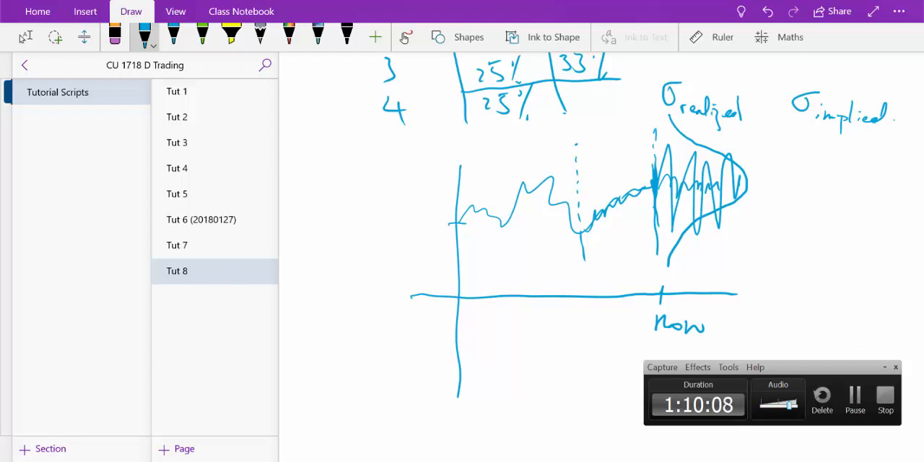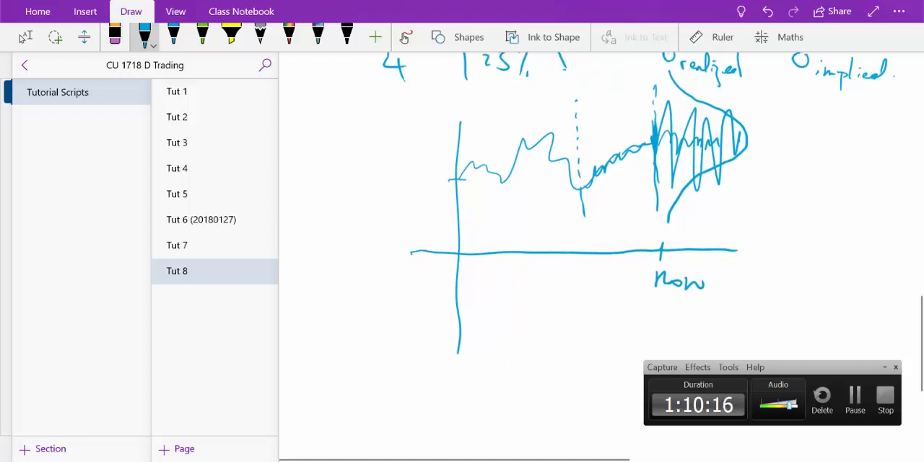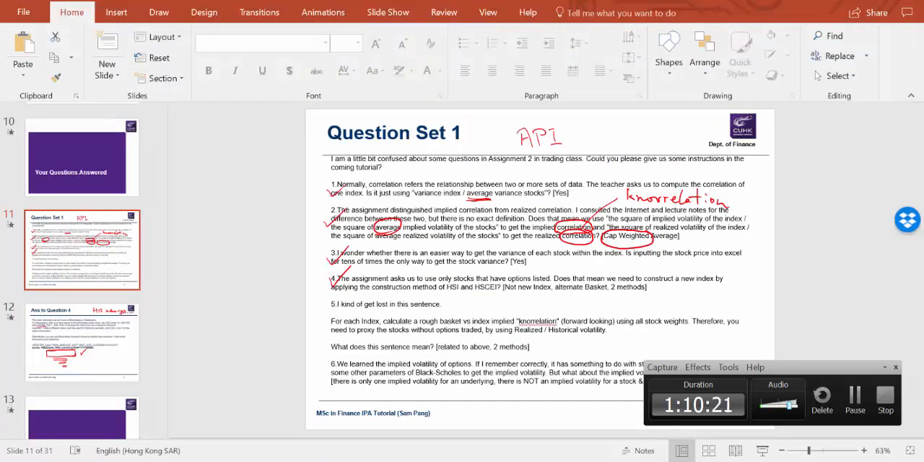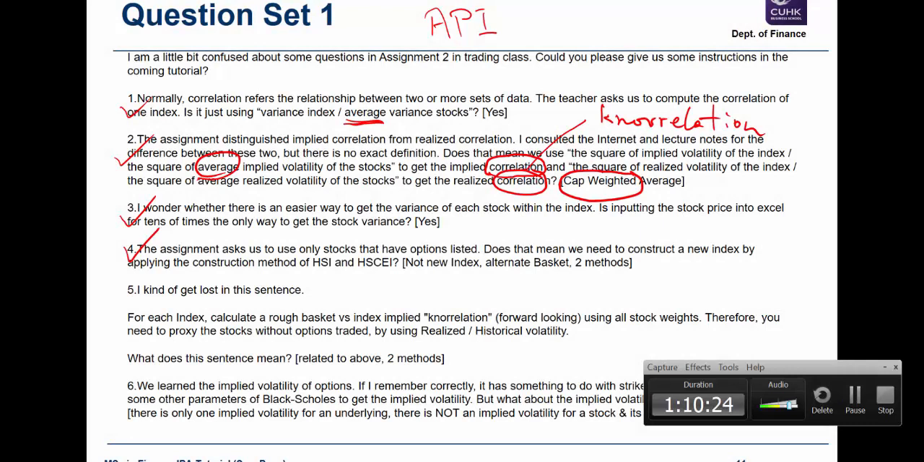So for any underlying, there are really only two volatilities you need to care about. Okay. So here, for each index, calculate the implied volatility using all stock weights. Therefore, you need to proxy. I think by now it should be clear. So you need to proxy. You need to substitute the stocks without options traded by using the realized. Okay.